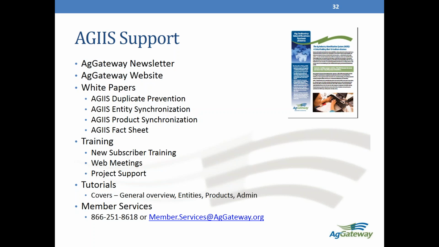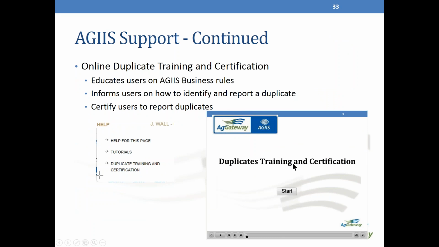One of the best resources, if you don't even know what questions you should be asking or you just have a broad range of thoughts, is to call member services, and we would be glad to walk you through that, help you organize some of your questions, and point you in the right direction. We offer an online duplicate training and certification. This educates our users on AGIIS business rules and informs users how to identify and report duplicates through the AGIIS website.